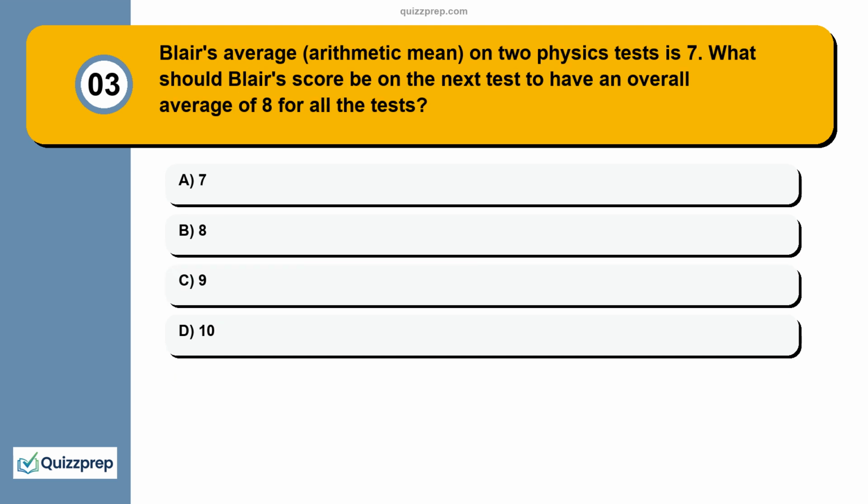Question 3. Blair's average, arithmetic mean, on 2 physics tests is 7. What should Blair's score be on the next test to have an overall average of 8 for all the tests? 7, 8, 9, 10.